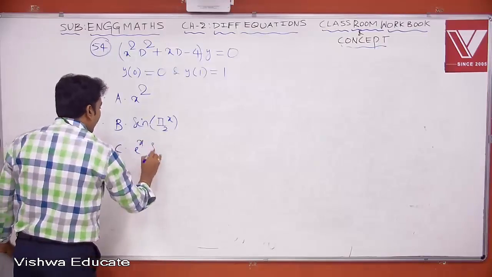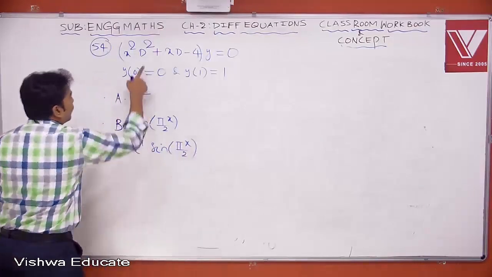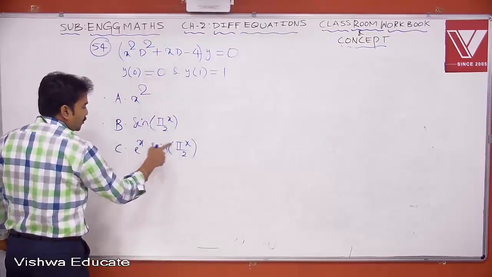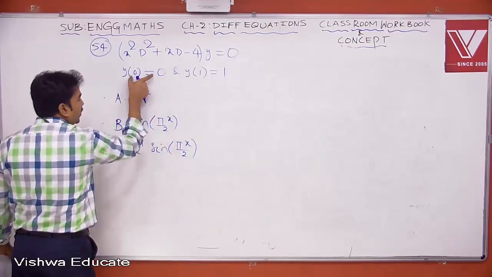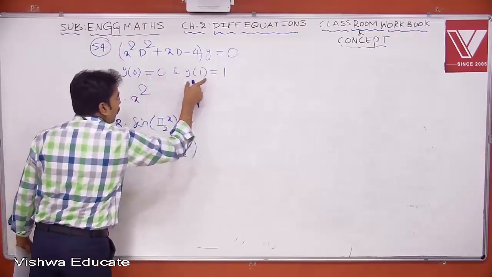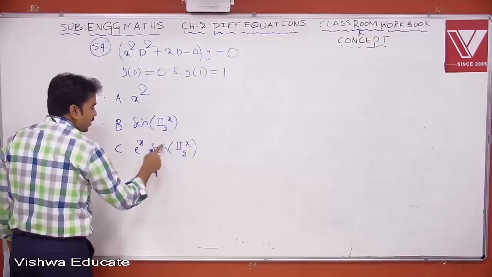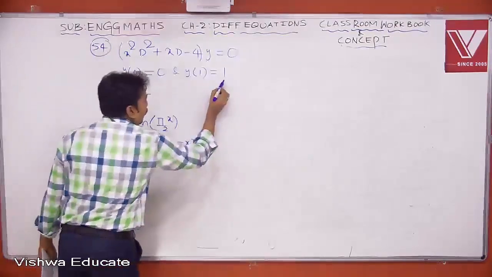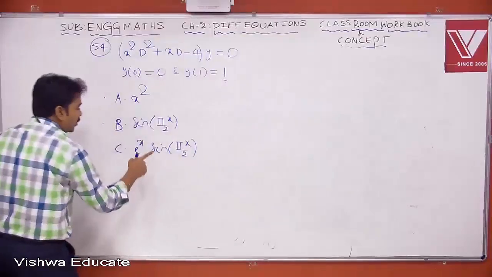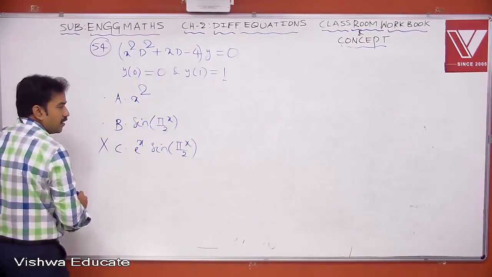Option C. This is e power x into sine of pi x by 2. Now replace x by 0, e power 0 into sine 0, 0. So it satisfies the first boundary condition. So let us verify the second boundary condition. E power 1 into sine 90, that is e power 1. So when you replace x by 1, it does not fulfill the second boundary condition. So it fails the second boundary condition, so eliminate this option.